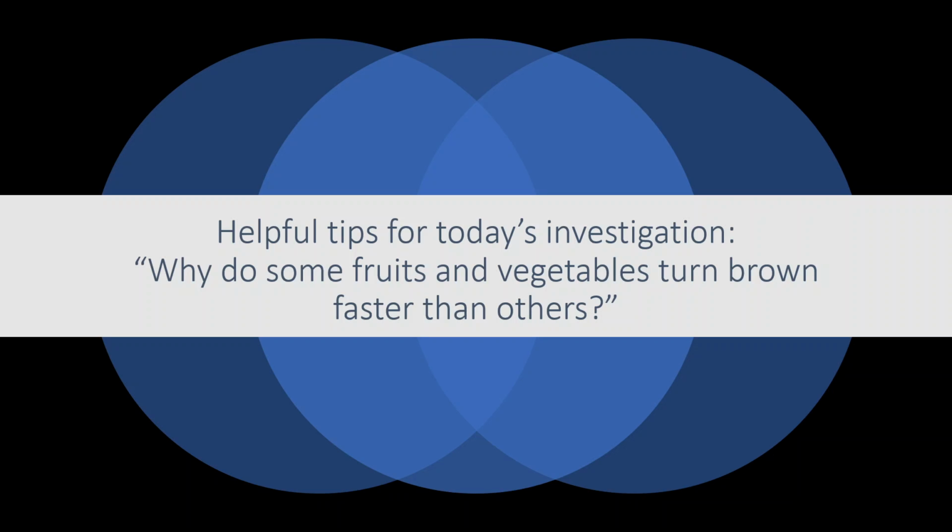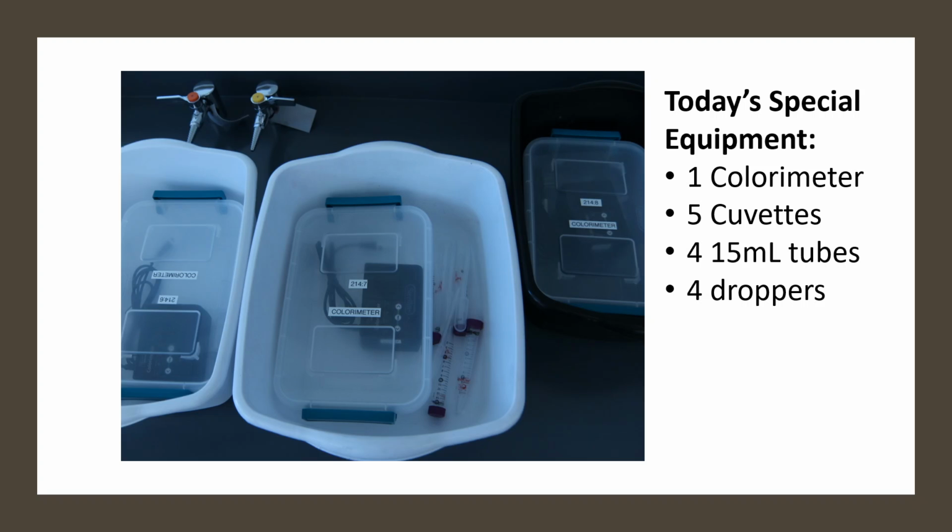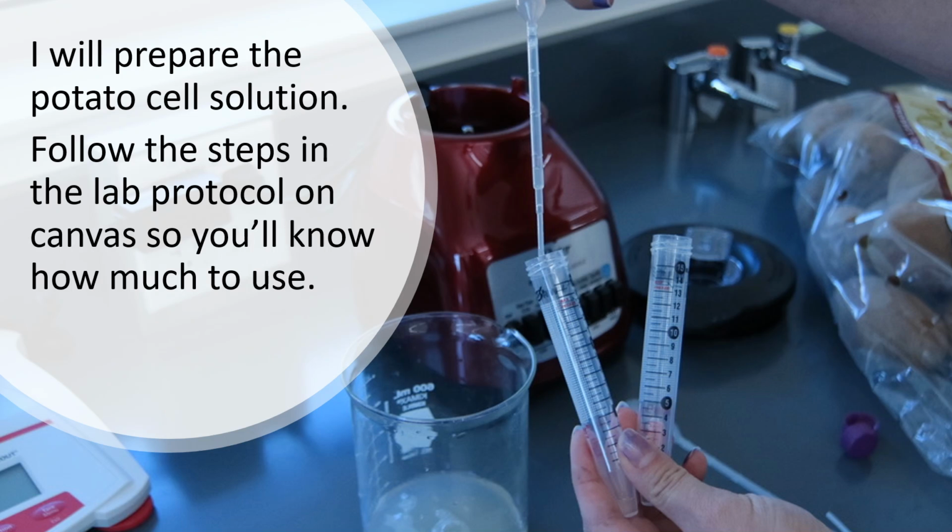So, again, the lab we're doing today is looking at the question, why do some fruits and vegetables turn brown faster than others? Here is just a picture of the bins we use with all of the equipment that we'll need. In lab, I am preparing a potato solution, which is basically just some deionized water and potato that I blend up and then run through a coffee filter so you get this nice extract that you can use to test the effects of catechol and catecholase.